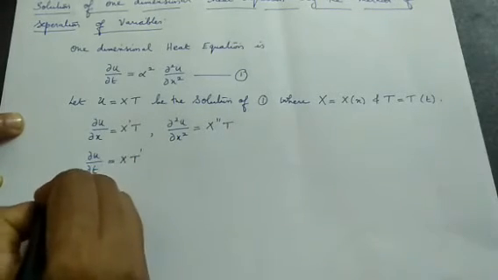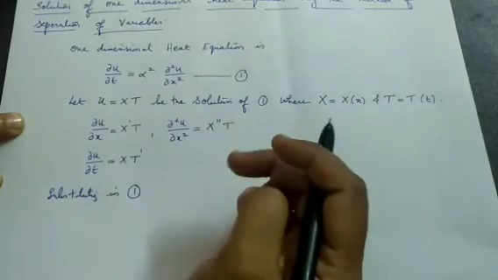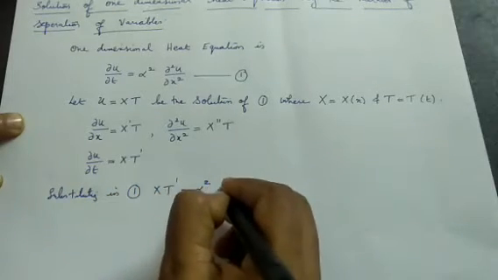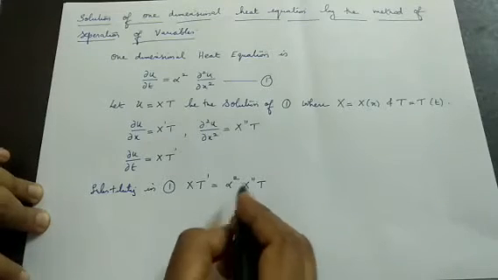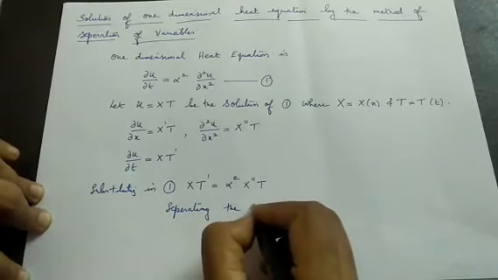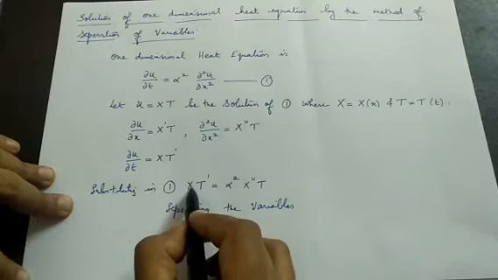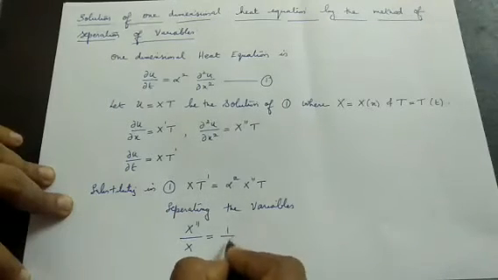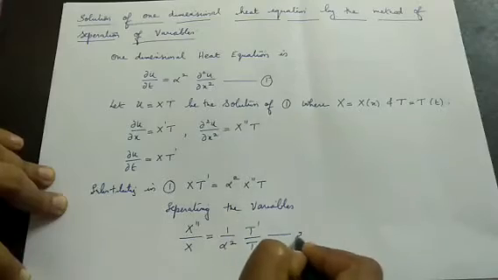Now, substituting these two values in equation number 1, that is in the one-dimensional heat equation, we get X T' is equal to alpha square into X'' T. Now, separating the variables, we get X''/X, cross multiplying, X''/X is equal to 1/alpha square times T'/T. Put it as equation number 2.